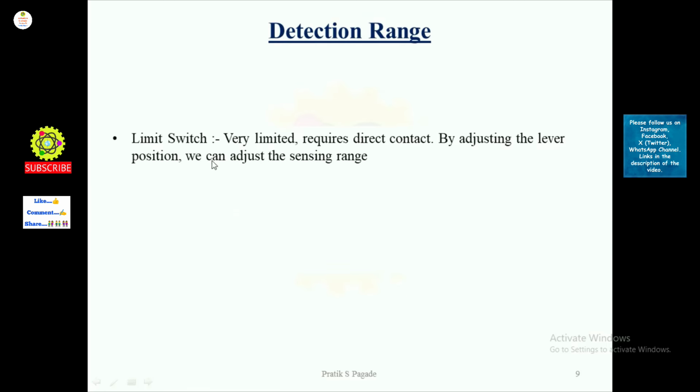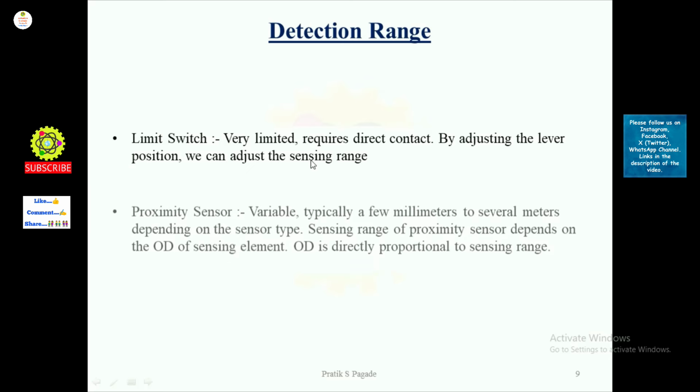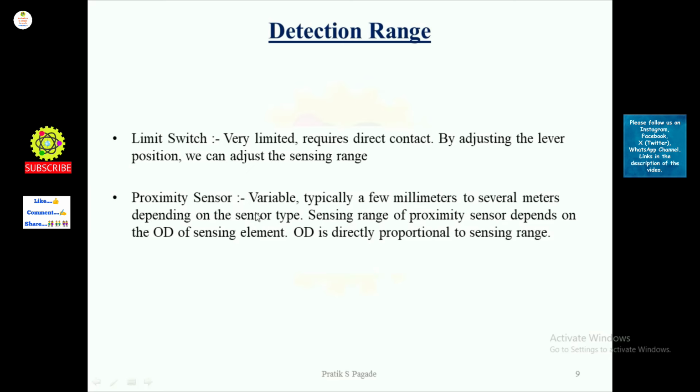Further, detection range; we have seen the detection range previously. About the detection range, limit switch has a very limited detection range and requires direct contact. By adjusting the lever position, we can adjust the sensing range. Proximity sensor range is typically a few millimeters to several meters depending on the sensor type. Sensing range of proximity sensor depends on the OD of the sensing element. OD is directly proportional to sensing range, as we have seen previously.